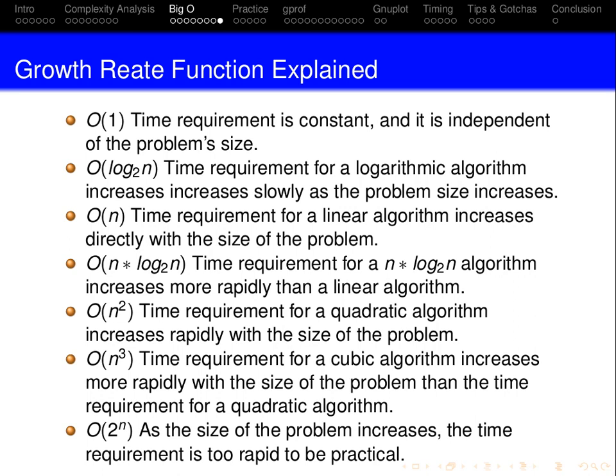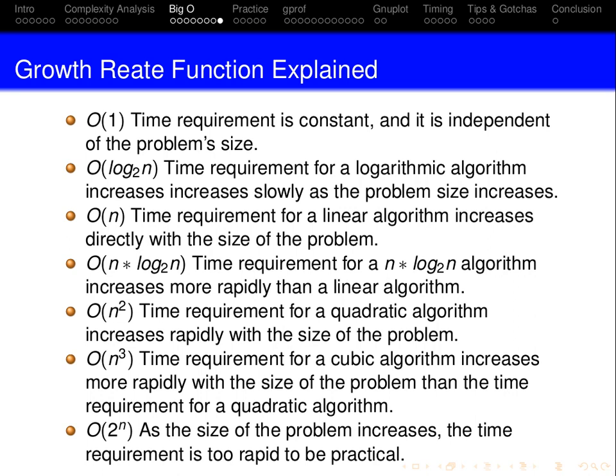O of n, sometimes you just have to go linear. The time requirement for a linear algorithm increases directly proportional to the problem size. So if you multiply your problem size by 10, adding another digit, that will probably take about 10 times as long to complete, or some proportion thereof. n log n is more rapid than linear, although not by much, because multiplying by log n doesn't add that much complexity. It does add some, but it's definitely far superior to n squared.